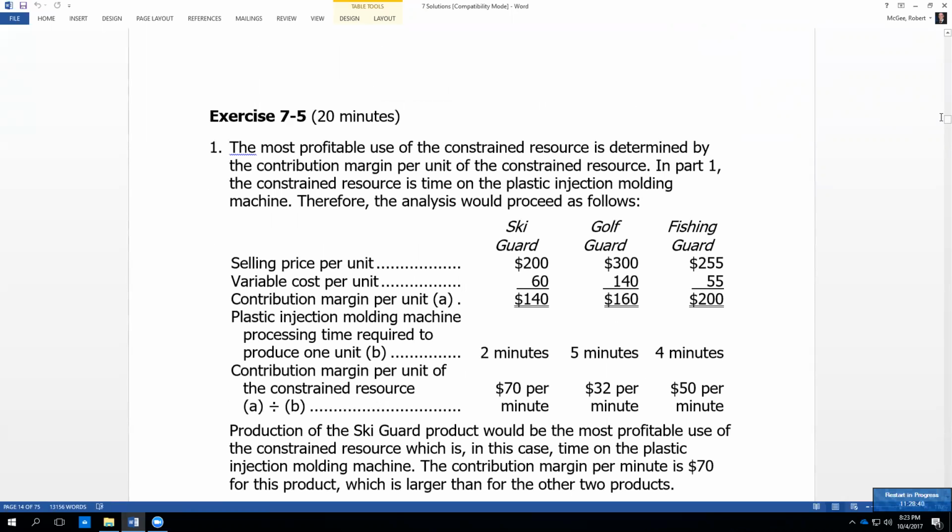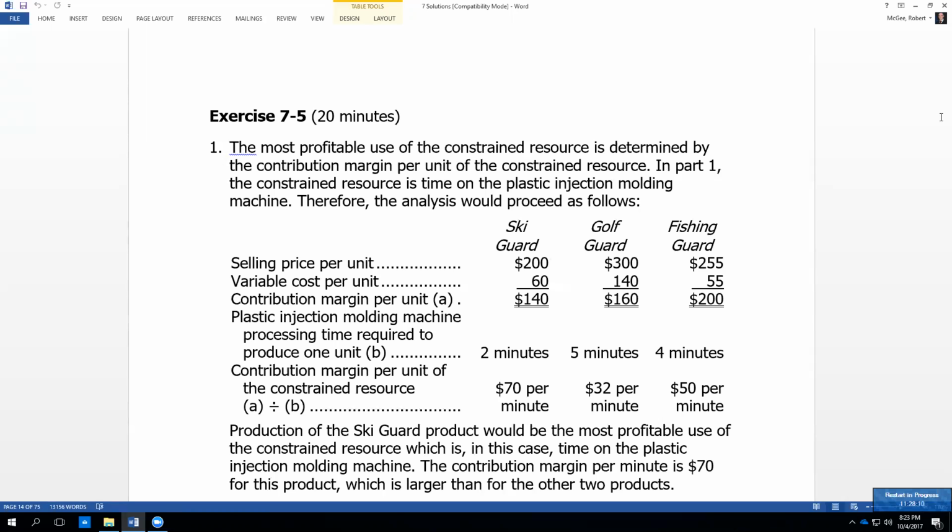Number 5, utilizing a constrained resource. If you don't have enough resources to produce everything you can sell, then you have to figure out how we can maximize the bottom line by allocating resources. So Outdoor Luggage Inc. makes high-end, hard-sided luggage for sports equipment. Data concerning 3 of the company's most popular models appear below. So you have Ski Guard, Golf Guard, and Fishing Guard.